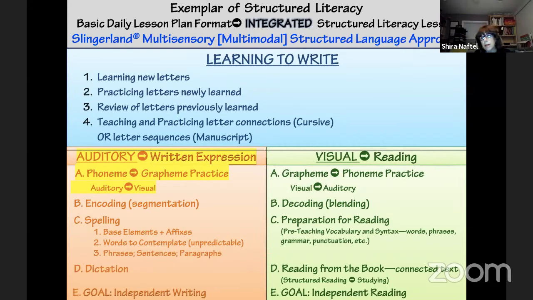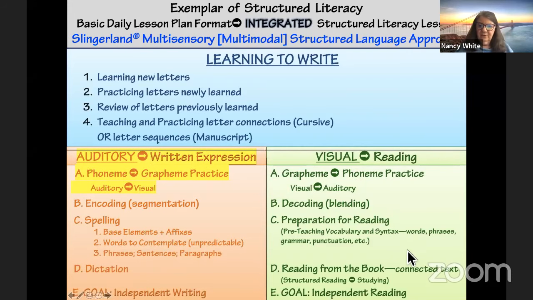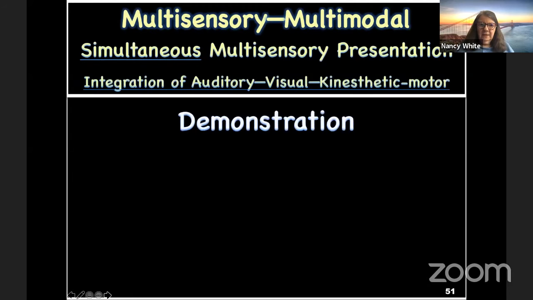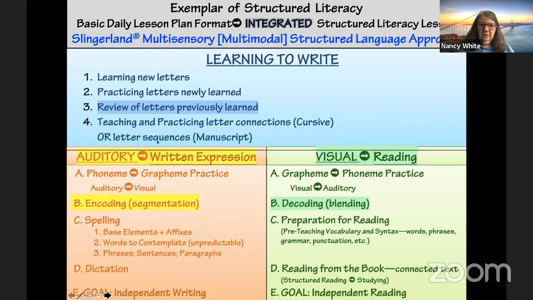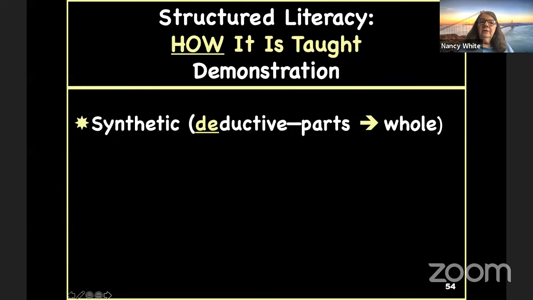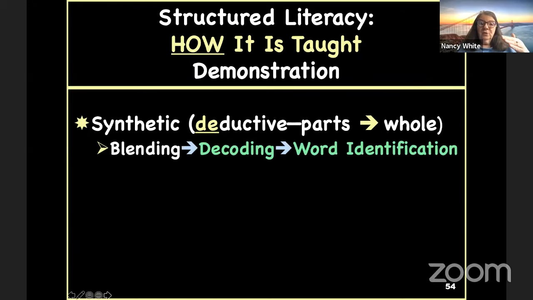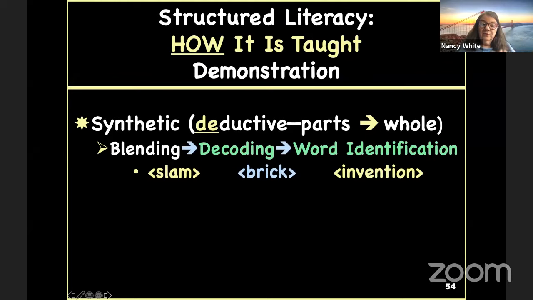Okay, so here's our lesson plan. We just did phoneme grapheme practice, and then we did grapheme phoneme practice. Okay. So you hear a lot about synthetic phonics and analytic phonics. Synthetic is usually, well, we're talking about deductive parts to whole. So when you blend the sounds together in decoding, that is synthetic because you're putting the sounds together and you end up with a word. So they would see the word slam.